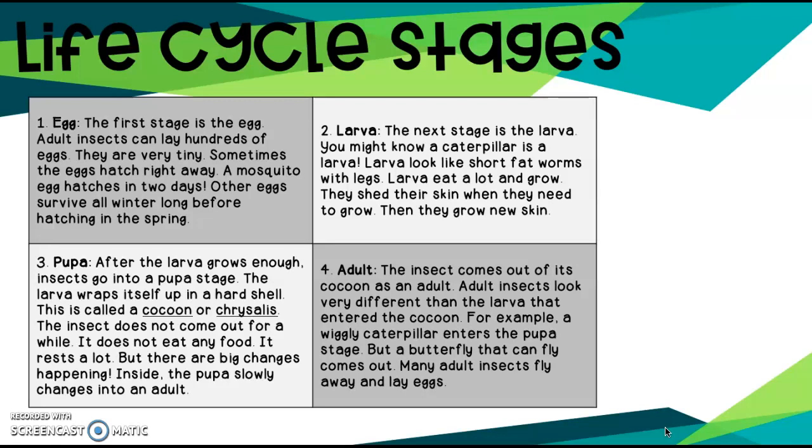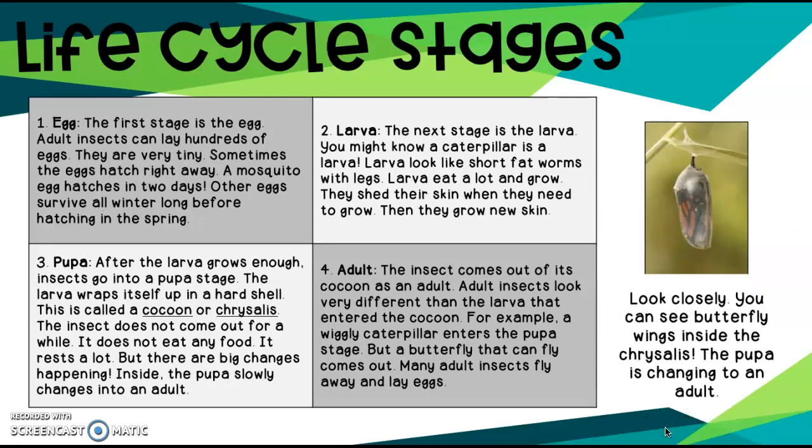Adult. The insect comes out of its cocoon as an adult. Adult insects look very different than the larva that entered the cocoon. For example, a wiggly caterpillar enters the pupa stage, but a butterfly that can fly comes out. Many adult insects fly away and lay eggs. Look closely. You can see butterfly wings inside the chrysalis. The pupa is changing to an adult.